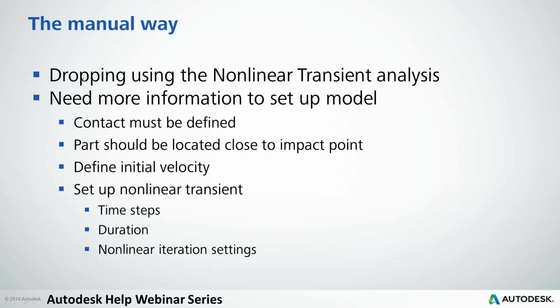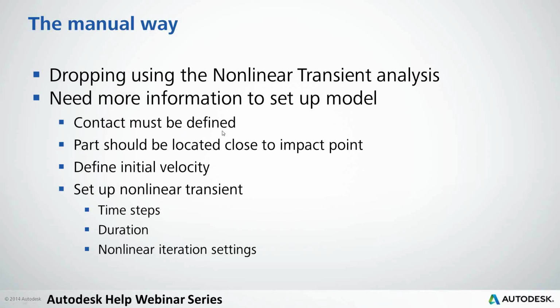And with the manual method, we drop using a nonlinear transient analysis. We're not using any of the automatic stuff. We need a lot of stuff to set up the model, but again, it's not all that hard to do. With the automatic setup, it identified the two bodies and created contact between them. And so it ran and did the contact between them.